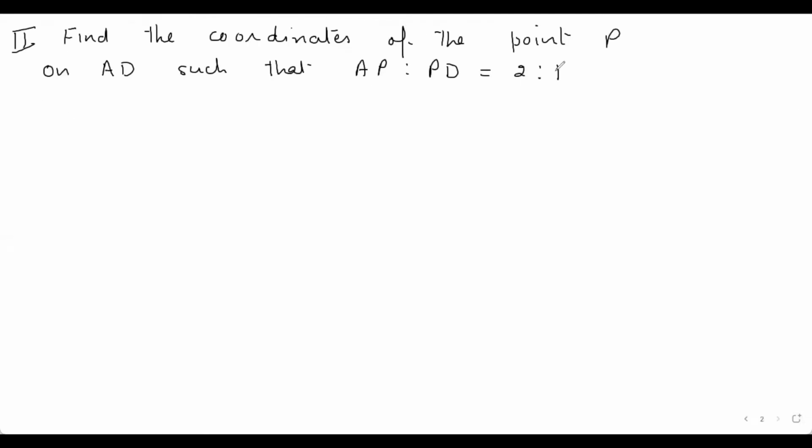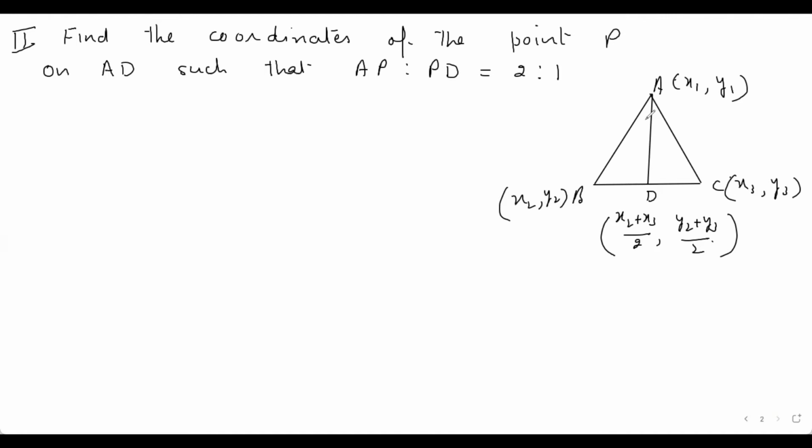Now, its second part is: find the coordinates of the point P on AD such that AP ratio PD is 2:1. I'll draw the figure here again. Now, this is the figure. We know the coordinates of ABC and we know now the coordinates of D also. So this is the point P, and this divides AD in the ratio 2:1. I am to find the coordinates of this P.